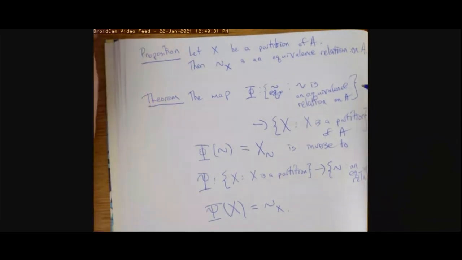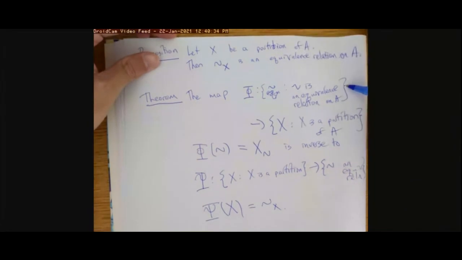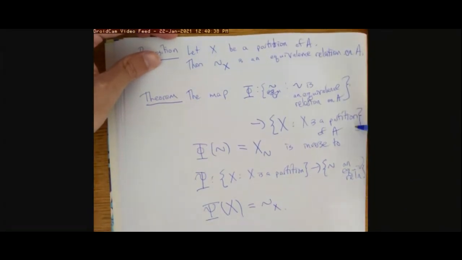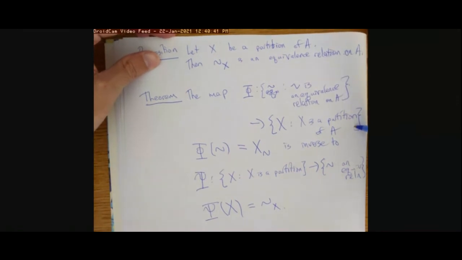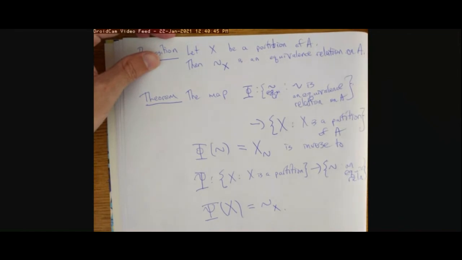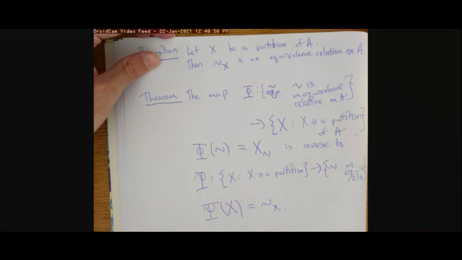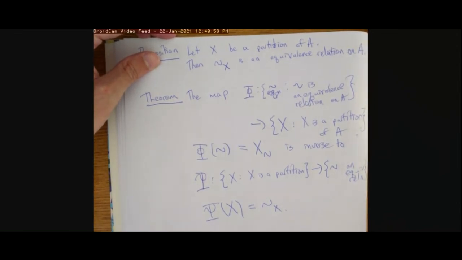Okay, so what is this telling us? If you start with an equivalence relation, split A up into equivalence classes, those equivalence classes give you a partition of A. And furthermore, if I then find the equivalence relation according to the equivalence classes, what I end up with is my original equivalence relation. It also works the other way. I can start with a partition, find an equivalence relation, find the equivalence classes of that, and that is my original partition.